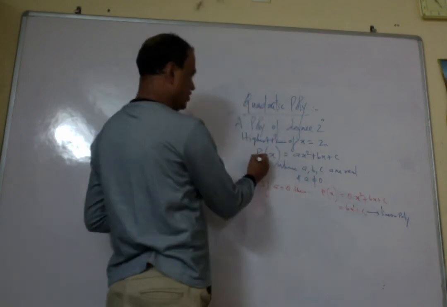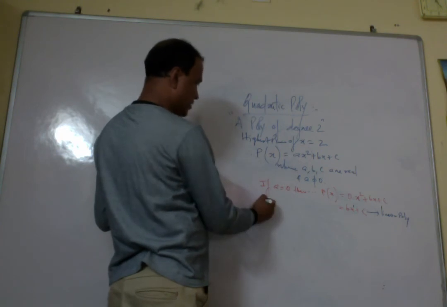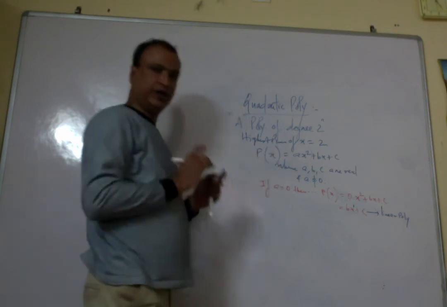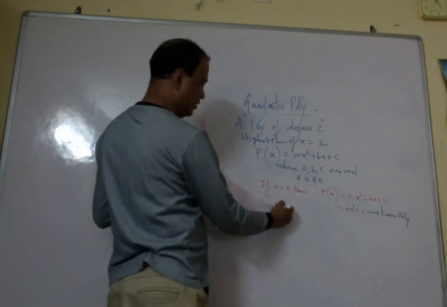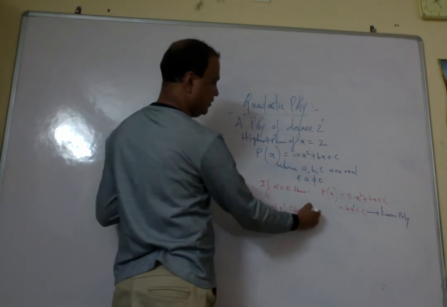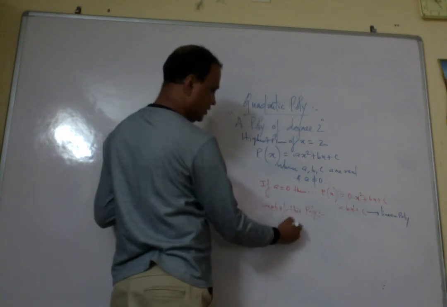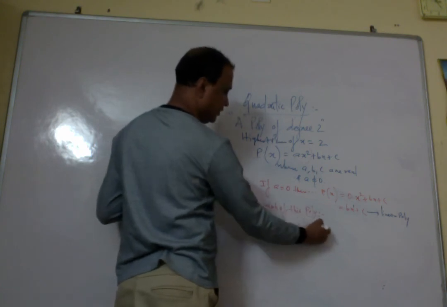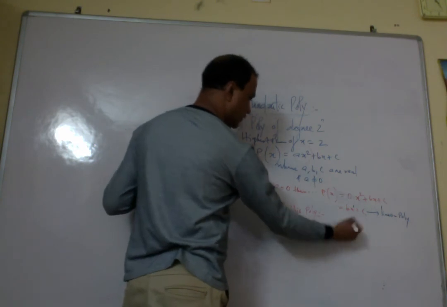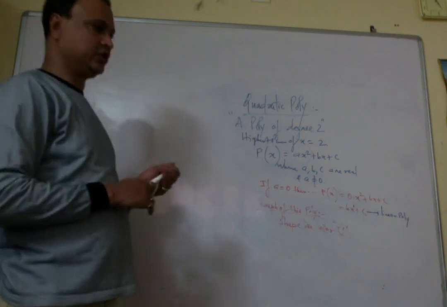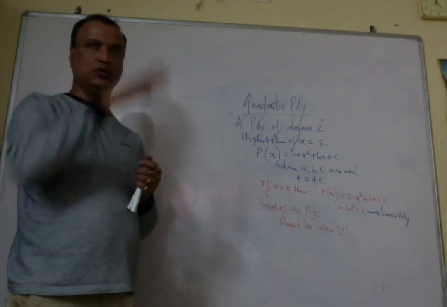As it is a quadratic polynomial, the highest power is 2, so it must have 2 roots. If you want to draw the graph of this polynomial, you will observe the shape will come like the letter u. The shape will be like the alphabet u.